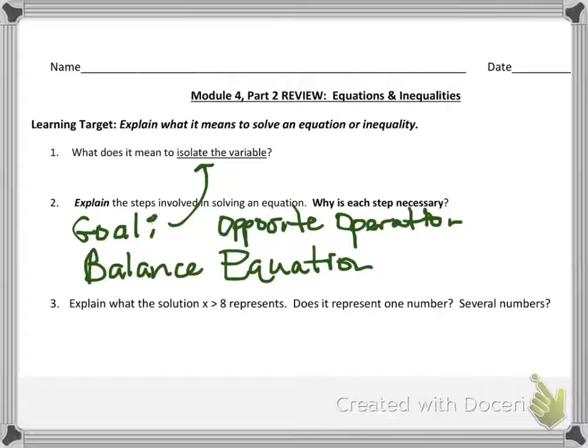Remember when we read the inequality sign, if we're reading it that way, this one means greater than because we get to the big part of the sign first. And if we were reading the opposite direction, that would say 8 is less than x. But I would suggest always read from the variable. And in this case, x is greater than 8 is a lot more than one number. It's a lot more than several numbers. It's all numbers greater than 8, which is an infinite amount. Okay?